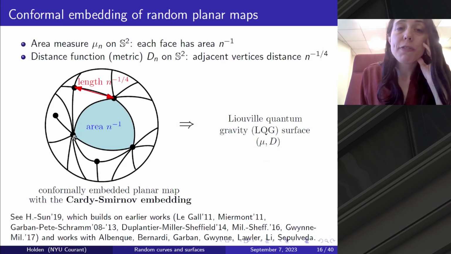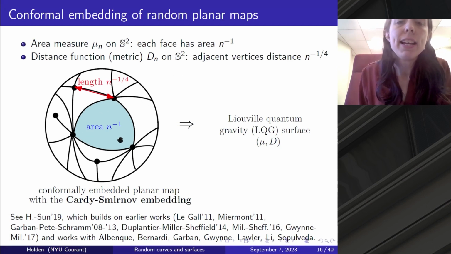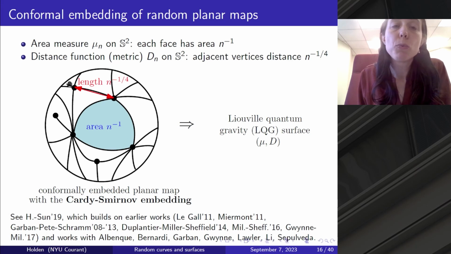When we define the area measure on the sphere, it's natural to rescale it such that each face has area 1/n. This is natural because the total number of faces will be of order n when n goes to infinity. So if each face gets area 1/n, then the total area of the sphere will be of order 1 when n goes to infinity.